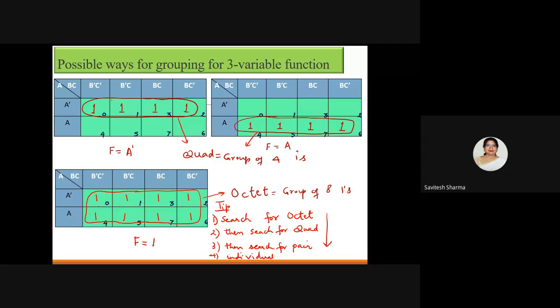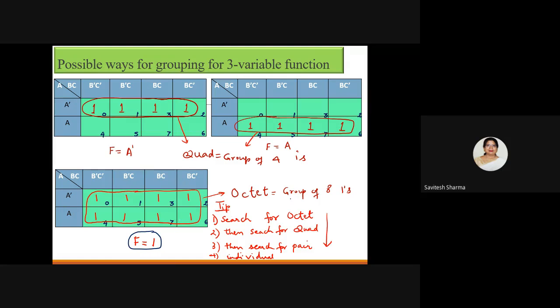If your ones are arranged like this, what will be the expression? A complement is common here, so you will write A complement, but your B and C are changing, so you will not write them. This is another case. All four ones are in A, so you will write A, and BC you will remove. Now come to the octet case. For 3 variables, one octet can be formed if all cells have 1. Then an octet will form. So what will you write in the expression? As A is changing and BC is also changing, in the expression you will write F equal to 1.